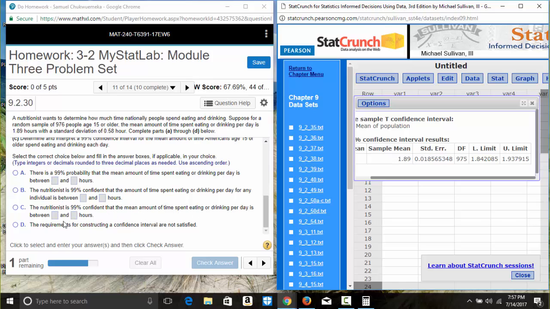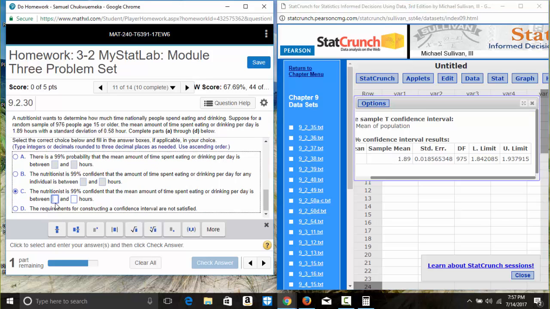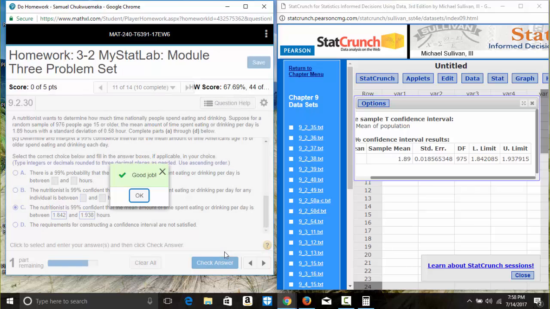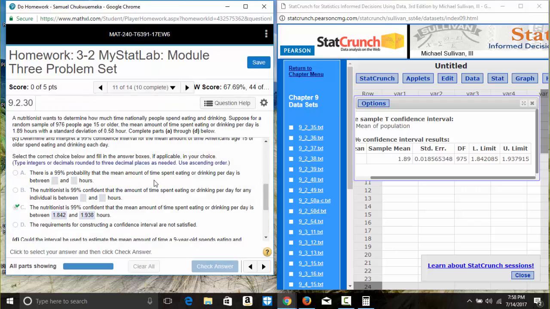So this is the mean amount of time we now put here. They want us to round to 3 decimal places as needed. So the lower confidence limit is 1.842, and the upper confidence limit is 1.938. And that's it here.